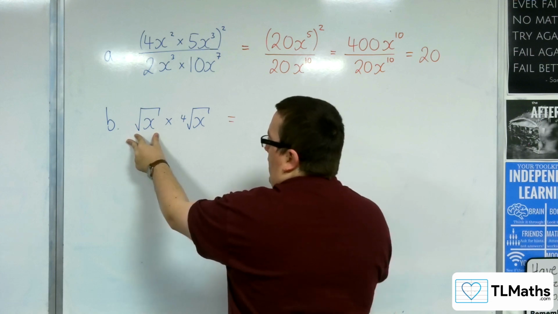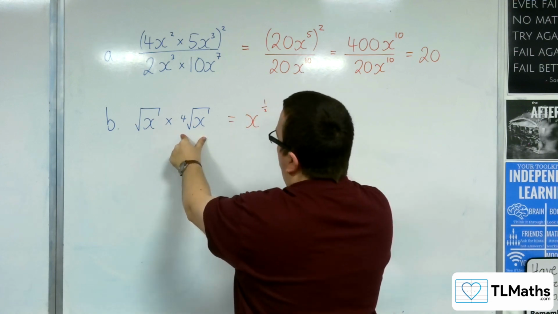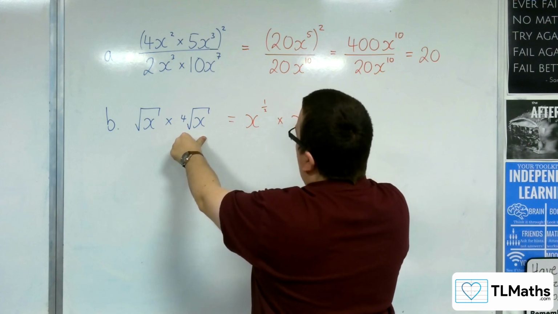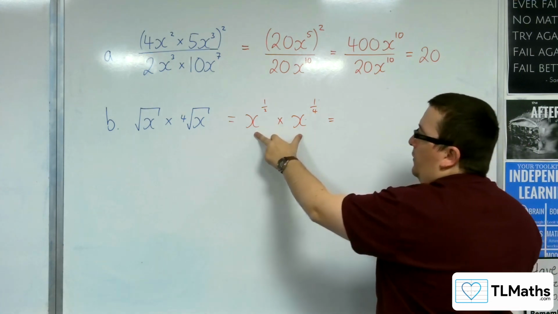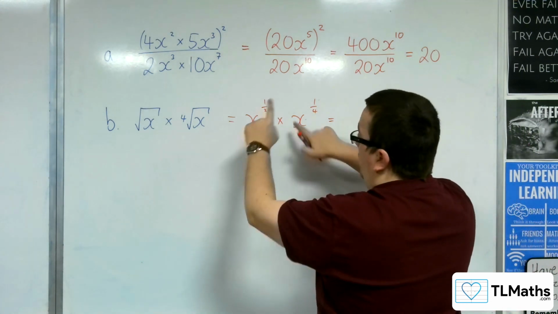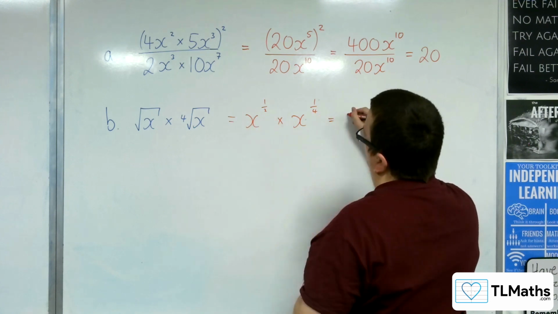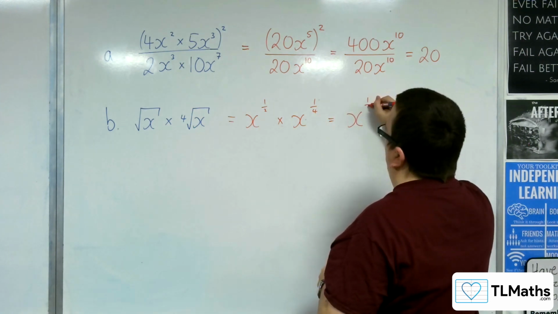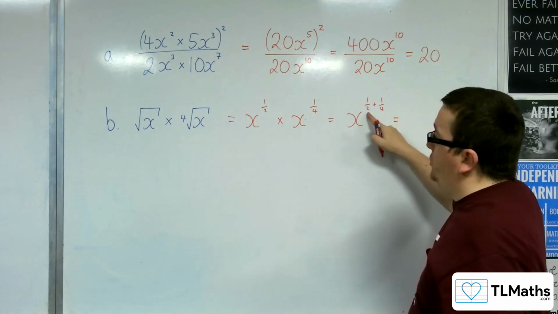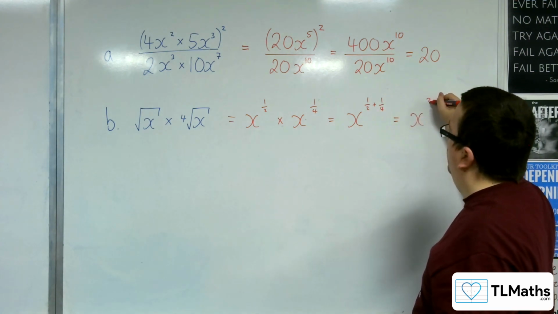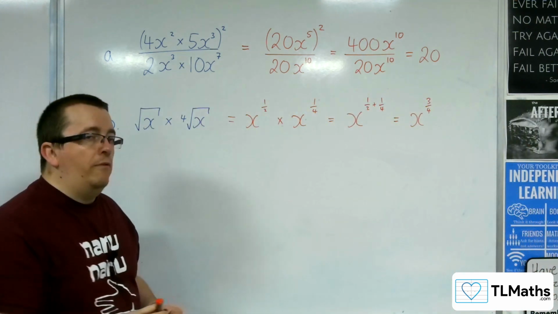So we know that root x is x to the power of a half. And we know that the 4th root of x is x to the power of 1/4. So now it's a case of multiplying these things together. They've got the same base number, so we're just going to add the indices. So we need to add 1/2 and 1/4. Now 1/2 is 2/4, and so we've got 3/4. So this is actually x to the power of 3/4.